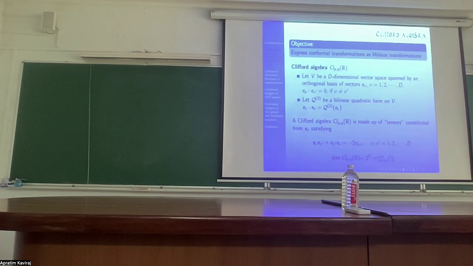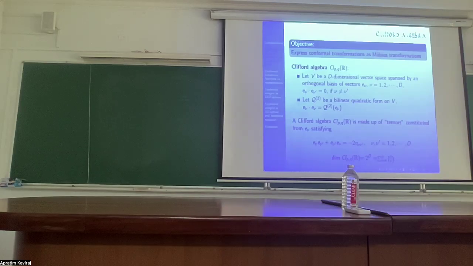So this is the objective: express conformal transformations as Mobius transformations, that is, (AX + B) by (CX + D) kind of stuff. Let me just, in three or four slides, introduce the notation and terminology. So what is a Clifford algebra? A Clifford algebra, which I denote Cl(p,q), for the signature of the quadratic form that is started with.